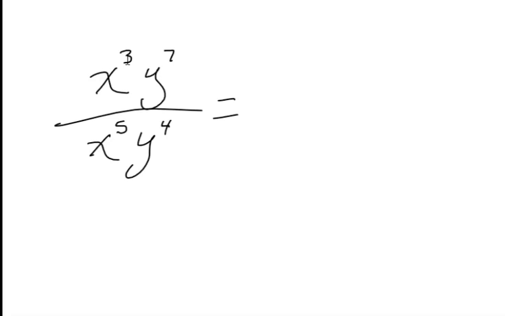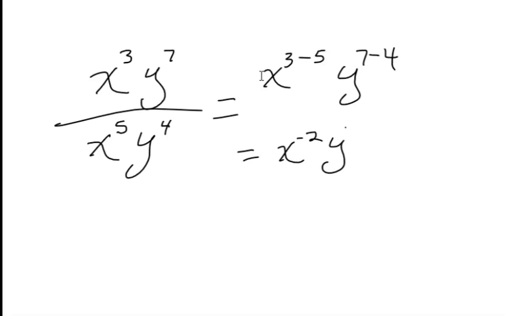So we've got x to the power of 3 and x to the power of 5. If I continue with the same process I've been using, this is basically going to be x to the power of 3 minus 5 and y to the power of 7 minus 4. As you know, that gives me x to the power of negative 2 times y to the power of 3, and that would be my final answer. There's nothing wrong with that answer. But by now, you should understand that any base with a negative power is equivalent to a fraction. So this is how we would write it as a fraction.